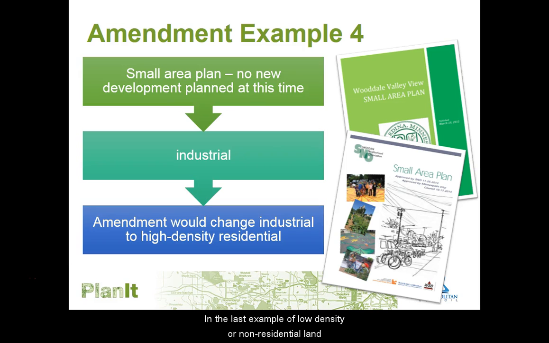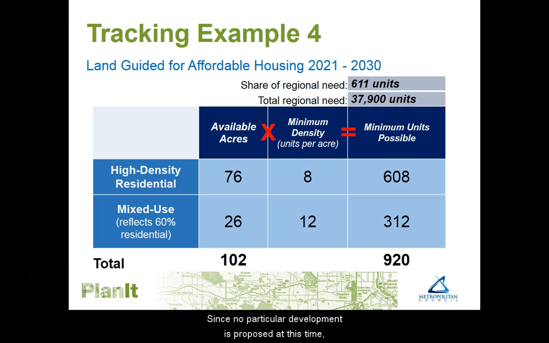In the last example of low-density or non-residential land being re-guided to residential densities of 8 units per acre or higher, there is no specific project planned for the land in question. Whether it's by a small area plan or other circumstances, sometimes cities amend their comp plan to update their future land uses. In this case, 2 acres of industrial land is being re-guided as high-density residential. Since no particular development is proposed at this time, these 2 acres simply get added to the available land for high-density residential. The tracking table is adjusted accordingly.